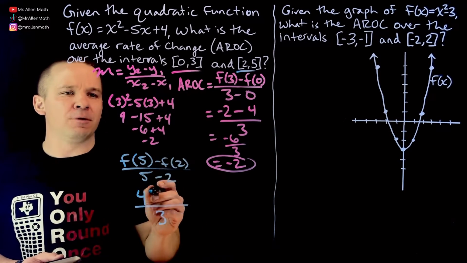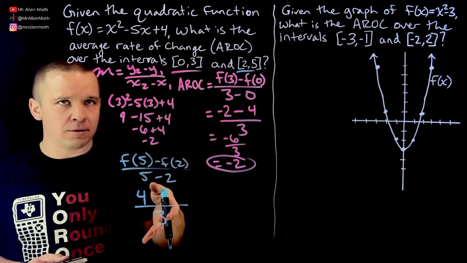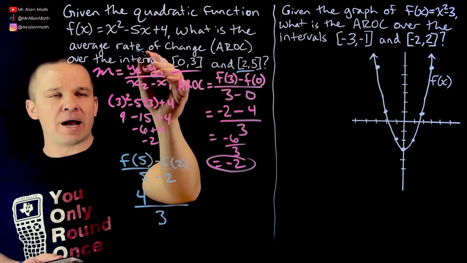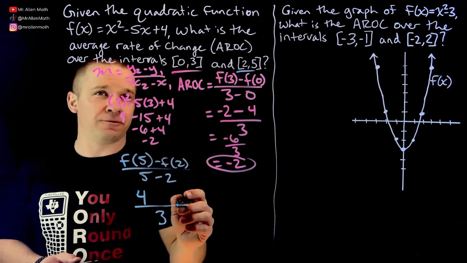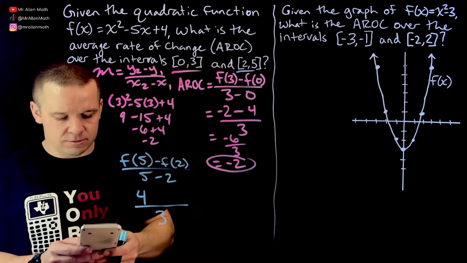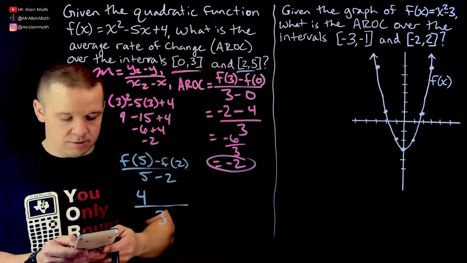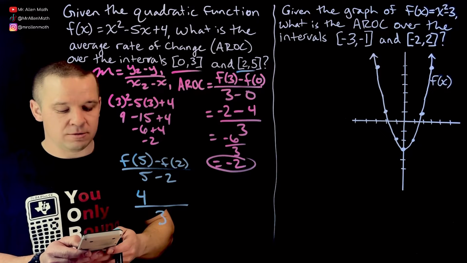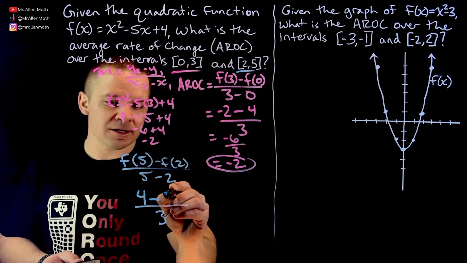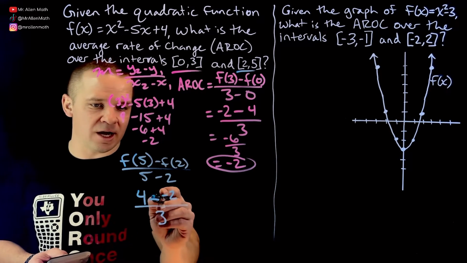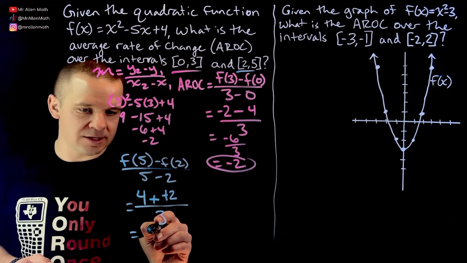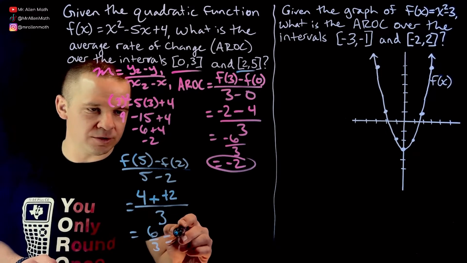F of 2. We've got 2 squared is 4. 5 times 2 is 10, so 4 minus 10 is negative 6, plus 4 is negative 2. Let's just double check it. I don't want to screw it up, right? 2 squared minus 5 times 2 plus 4, it is negative 2. Okay, so minus negative 2. And then that's positive then. I have 6. So this equals 6 over 3, which equals 2. Interesting.